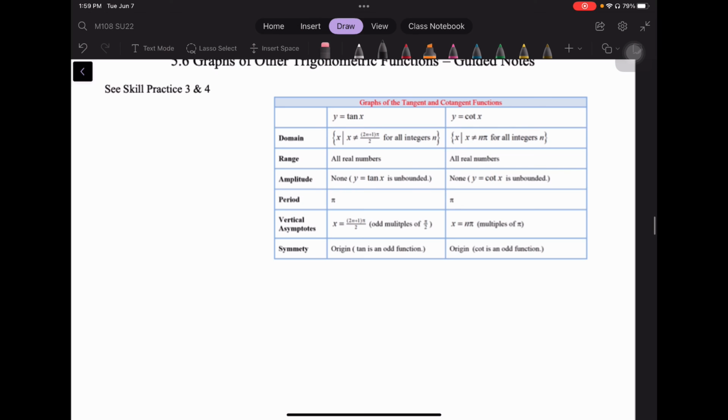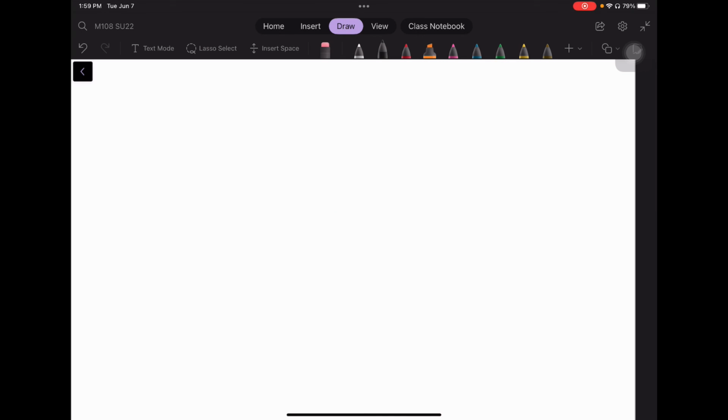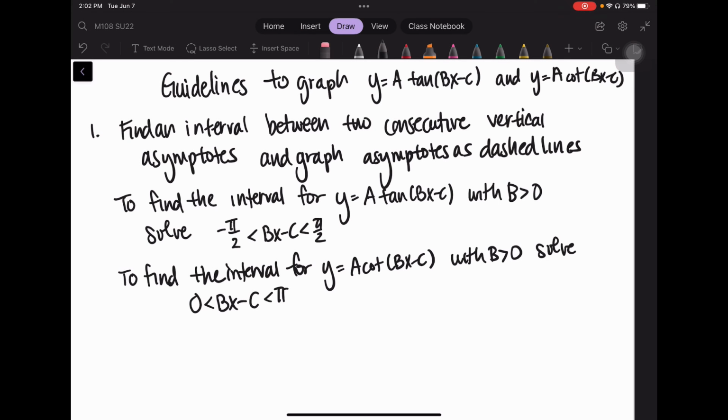Here is a table summarizing the key characteristics for the tangent and cotangent function graphs. To graph the functions of tangent and cotangent, there are some guidelines to follow. To find an interval between two consecutive vertical asymptotes, for the graph of tangent, you solve the inequality between negative pi over 2 and pi over 2. And for cotangent, you solve the inequality between 0 and pi using bx minus c.